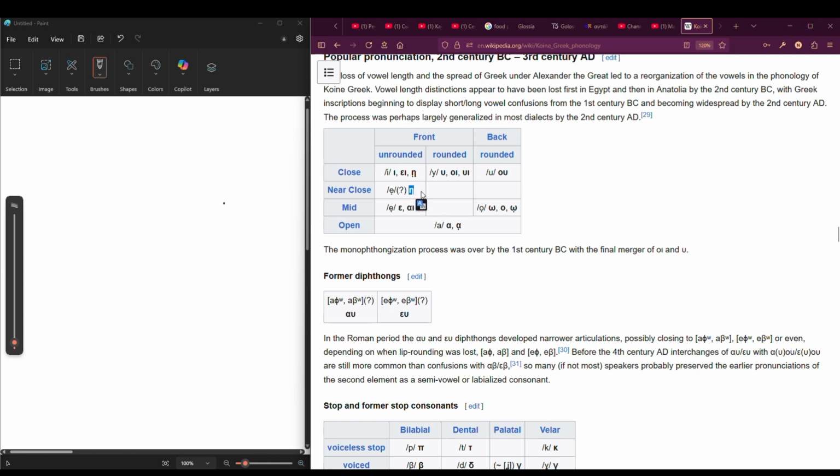I'm essentially trying to render it as a near close, but I'm not doing a remarkable job of distinguishing these two. I don't think that's very plausible. Just from trying to read the way the Greek words work, this is one of those things I'm going to put up my own doubts on.